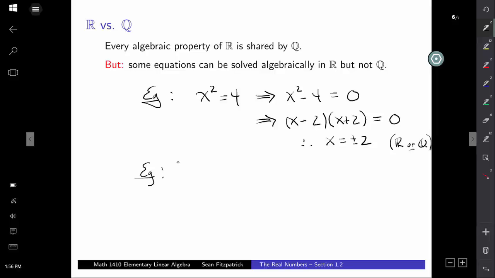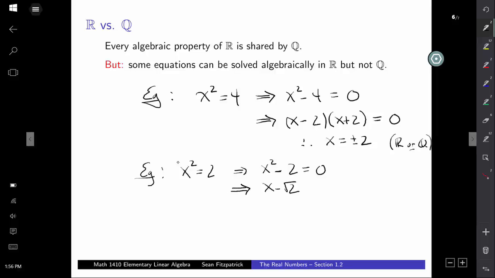But if I wanted to solve, let's say, x squared is equal to 2, so x squared minus 2 is equal to 0, well, over the rational numbers, I actually can't factor this polynomial. There's nothing more I can do. I'm stuck at this point. I have to stop.